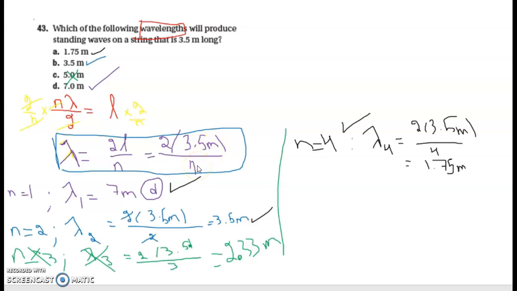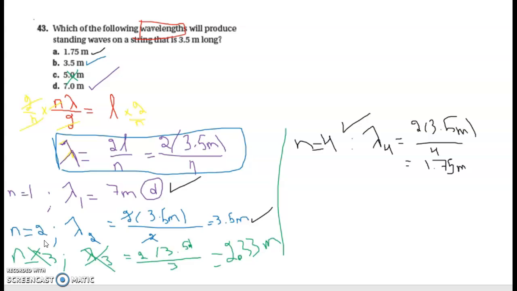Now the least possible standing wave is one loop, which corresponds to n equal to 1. I'm going to call it lambda 1. 2 times 3.5 over 1 is 7 meters. Does it belong to the given choices? Yes, it's part D.